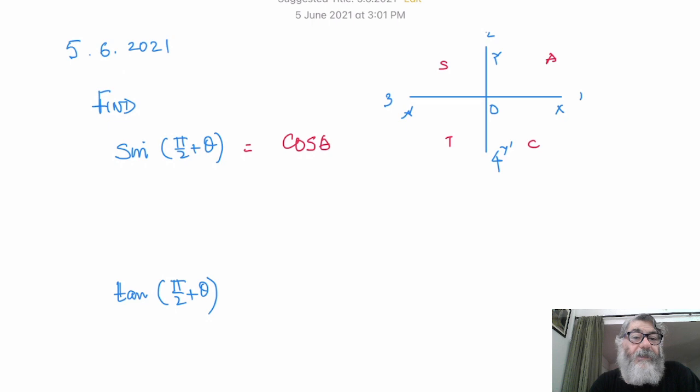Like it is again tan of pi by 2 plus theta, it is going to fall in the second quadrant, and in the second quadrant tan is negative, so it will change to minus cot theta. It is minus cot theta. Please remember this thing.